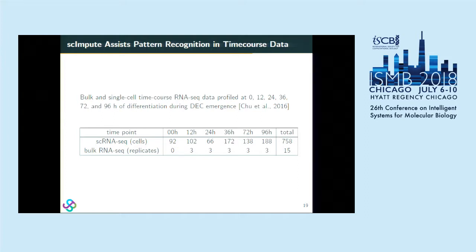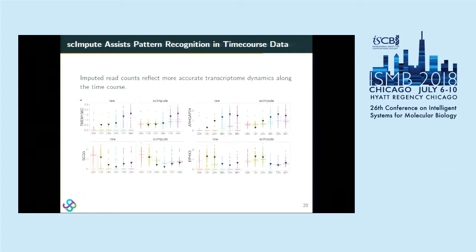And my last example contains both bulk and single-cell RNA-seq data profiled at different time points during the differentiation from embryonic stem cells to definitive endoderm cells. And we will see that the imputed read counts reflect more accurate transcriptome dynamics along the time course. So let me take the gene at the bottom left as an example. The black triangles represent the gene expressions in bulk data, and we can see that overall, the expression of this gene first decreases and then increases along the time course.